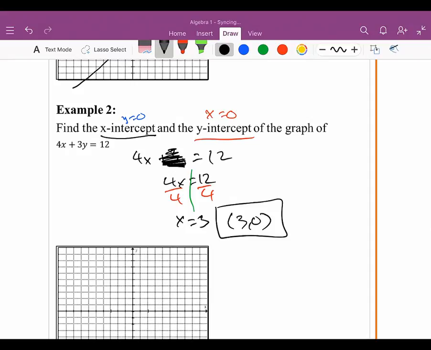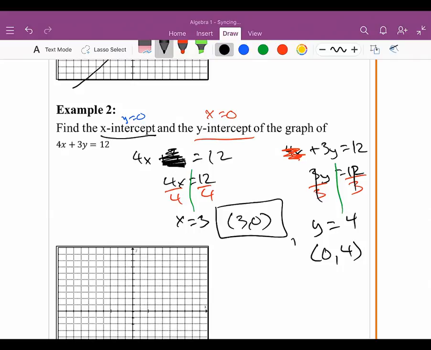Let's solve for y. Same idea, but now x has to be 0. So really, if we cross this out, you're just solving for 3y equals 12. To solve that, cancel the 3. That would give me y equals 4. Again, that's not your answer, but written as a point.